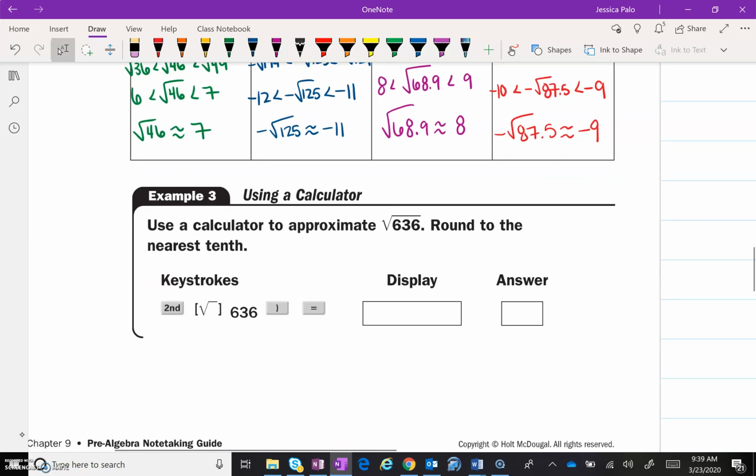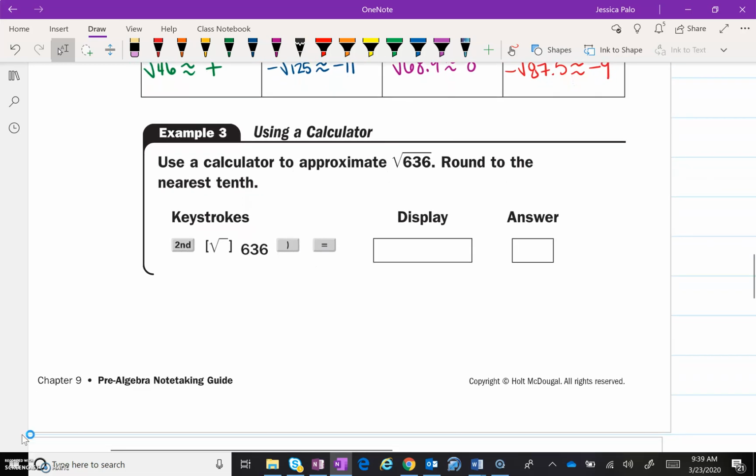Now, example 3. Something else you can do to figure out some square roots is plug them into the calculator. Now, I don't know what kind of calculator you have, if you have one, but you can always use the Google Scientific Calculator. You are going to select the square root button, whether it's on Google or on your own personal calculator. Then you are going to plug in 636 and hit equals or enter.